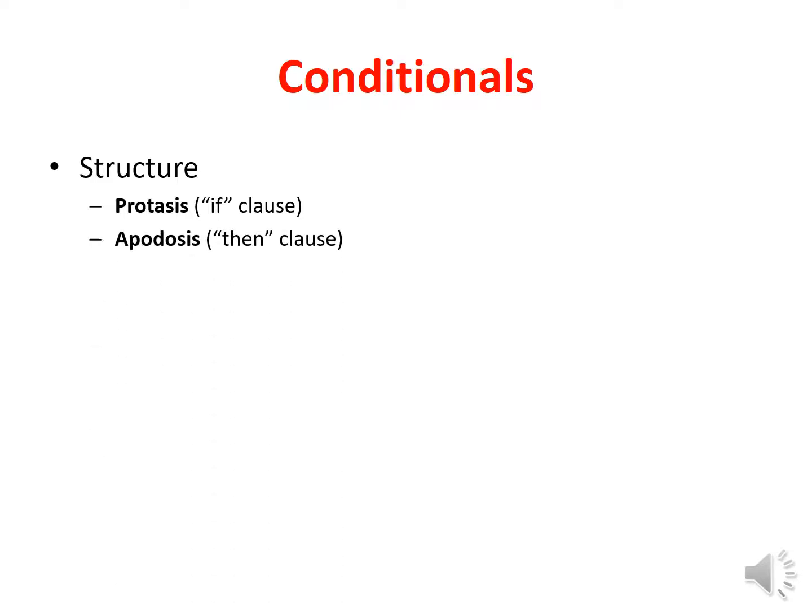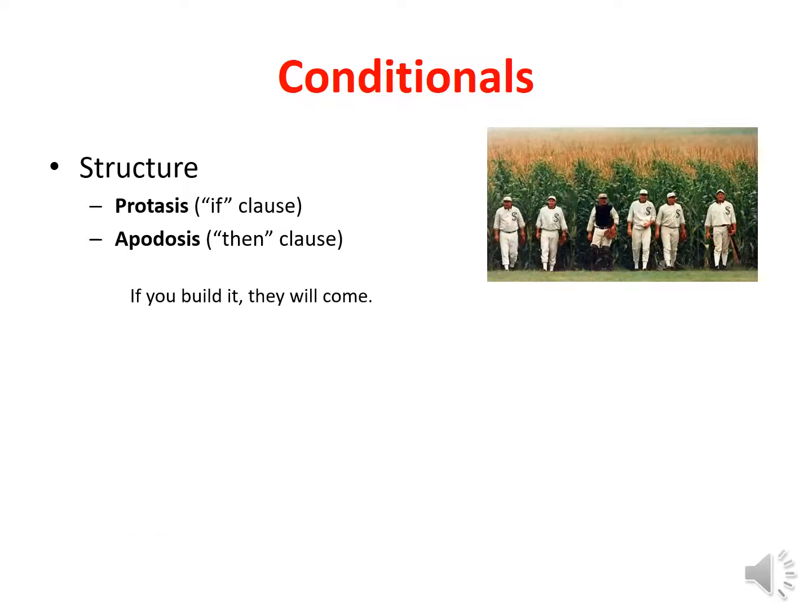Finally, conditionals. So the structure of a conditional sentence is quite simple. You have an if clause and you have a then clause, but the fancy pants words for those are protasis, that is the before part, the if part, and apodosis, the then clause. So, for example, if you build it, protasis, they will come, apodosis.